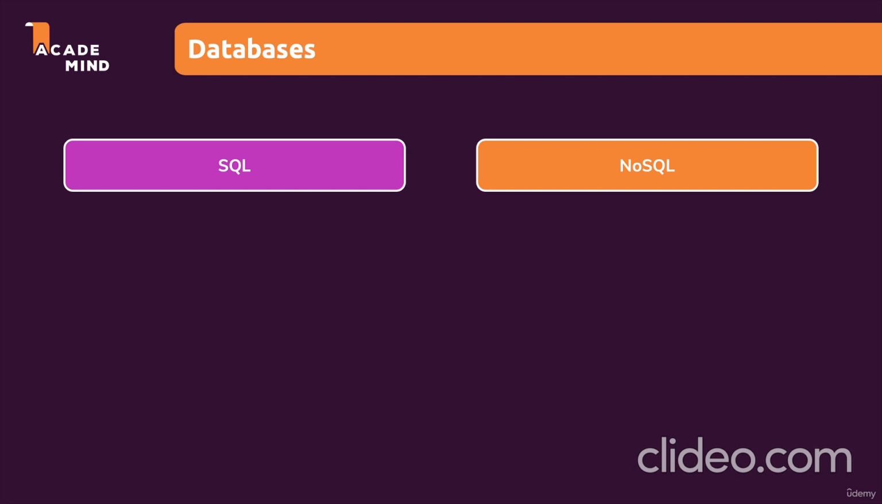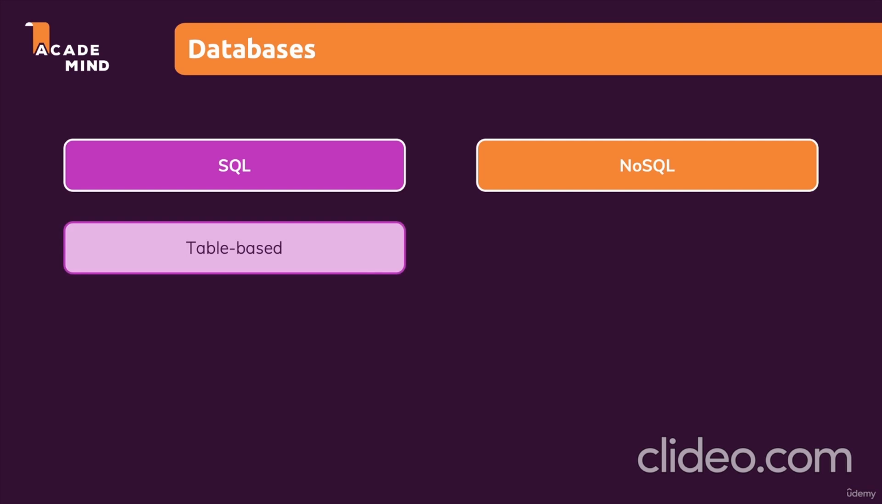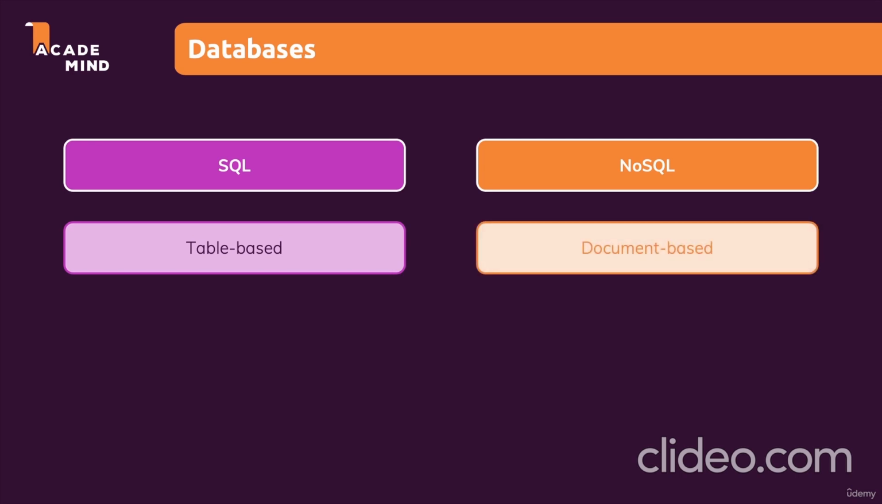The main thing about SQL databases is that they store data in tables. The NoSQL databases, on the other hand, store data as documents in collections. Now, this might not tell you much, so let's take a closer look.